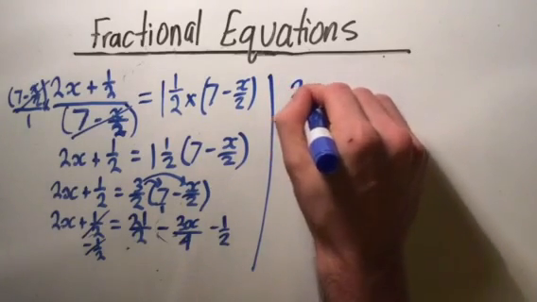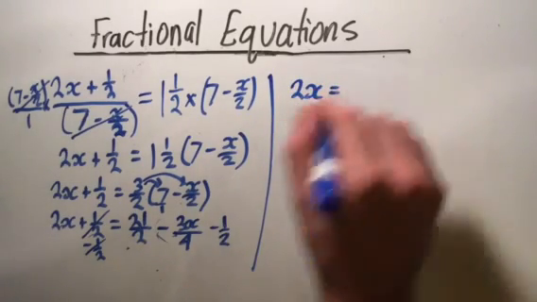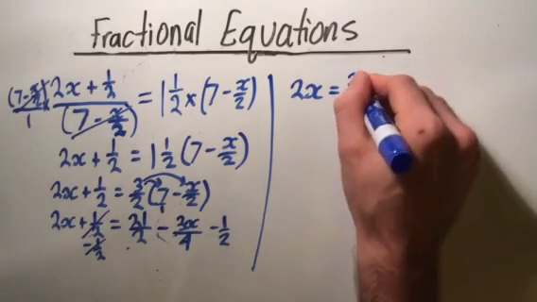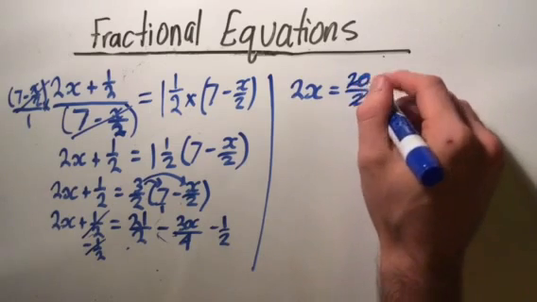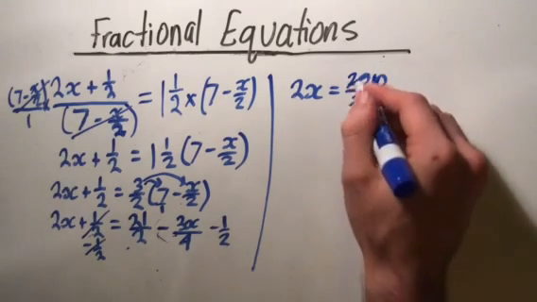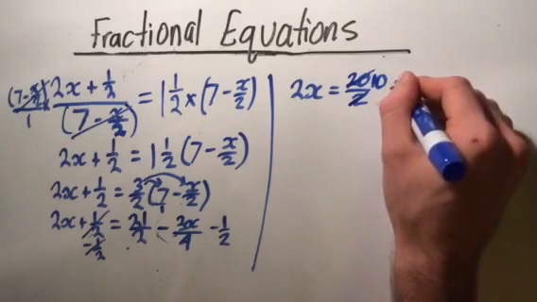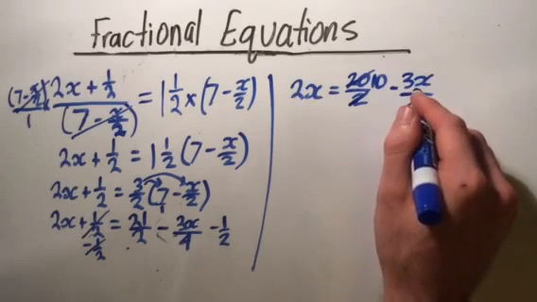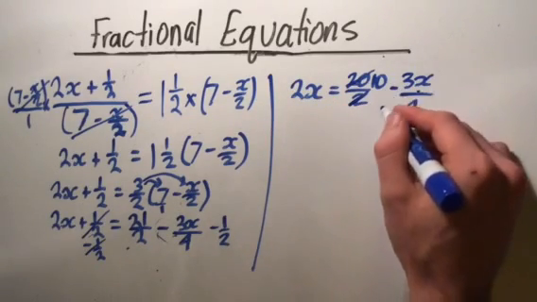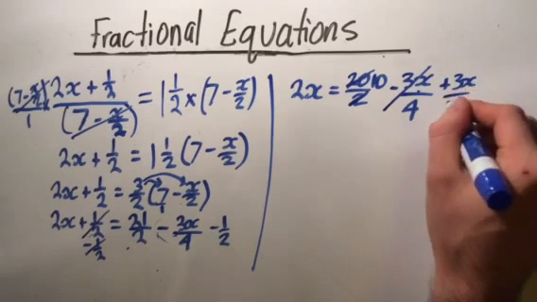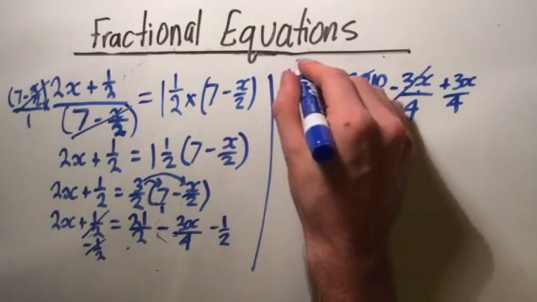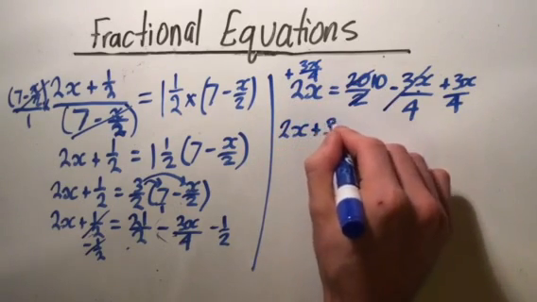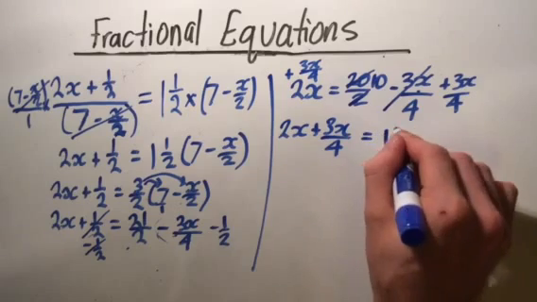So we've got 2x equals 20 over 2, because 21 minus 1, which is the same as 10. 20 over 2 simplifies to 10. And we've still got minus 3x over 4. What do we do next? We have to take the 3x over 4 to the other side. So we're going to plus 3x over 4 on both sides. So over here we've got 2x plus 3x over 4, which equals 10.